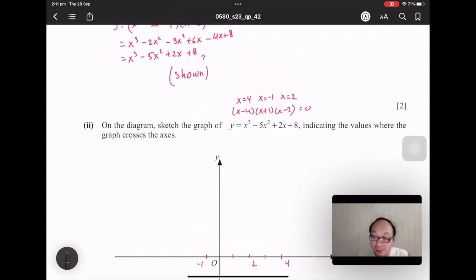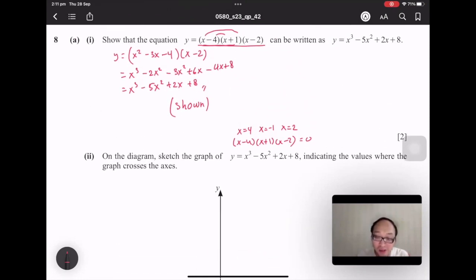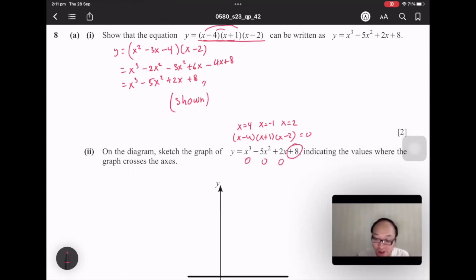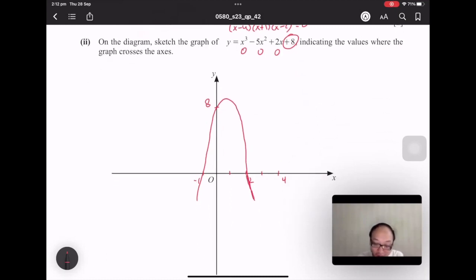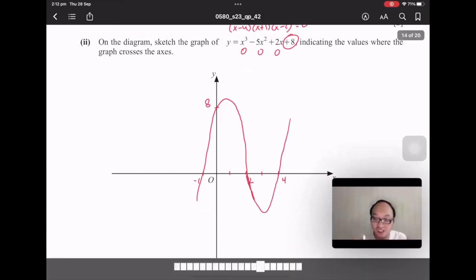And then for the y-intercept, we can just put x as 0. So 0, 0, 0. So the y-intercept will be 8. So here. That means the curve will pass through A. So it crosses -1, passes through A, and then back to 2. And it will be back again to 4, like this. So this is the sketch.